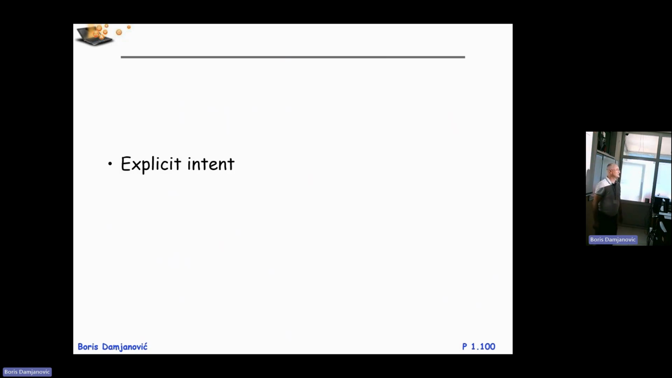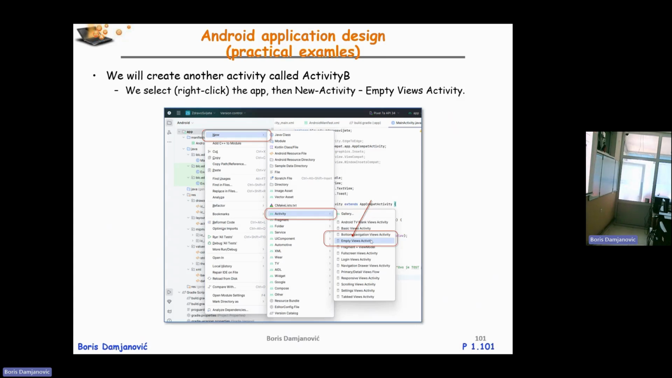And that intention is called explicit intent. So this is basically, we will show intention to open another activity. So we will create another activity in our application. And we will show one or two or maybe another application.